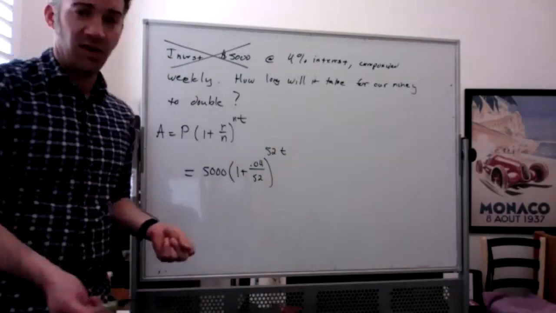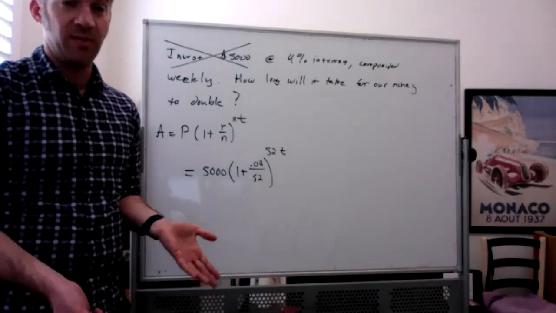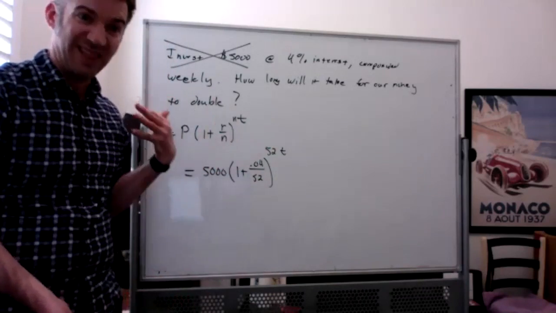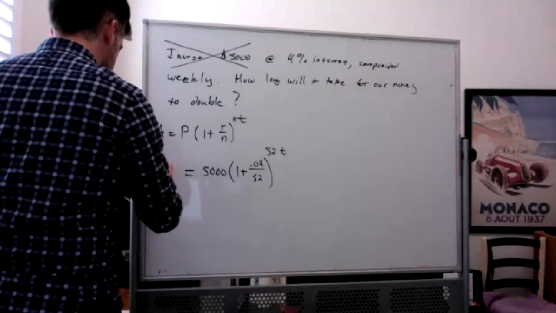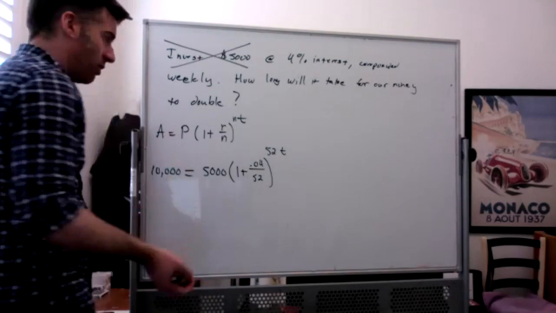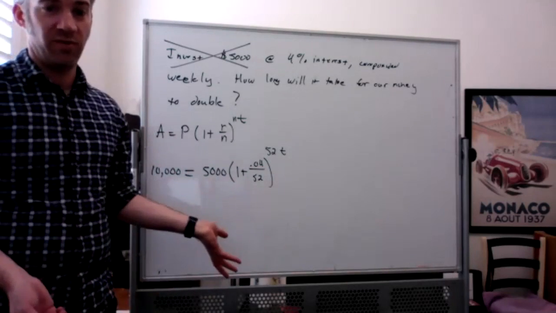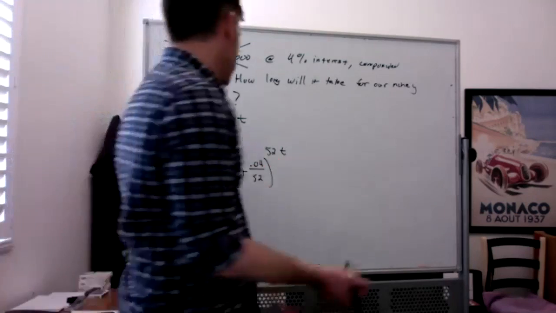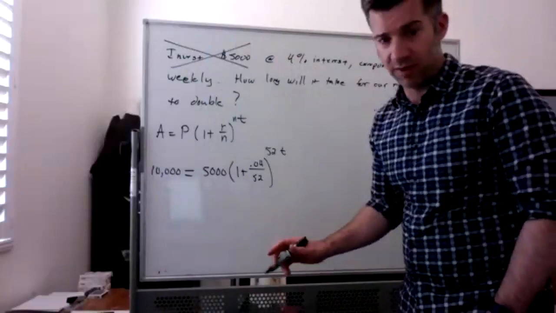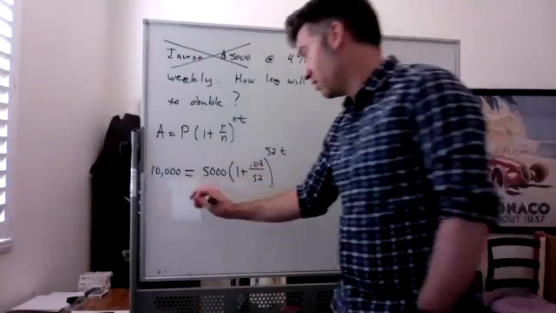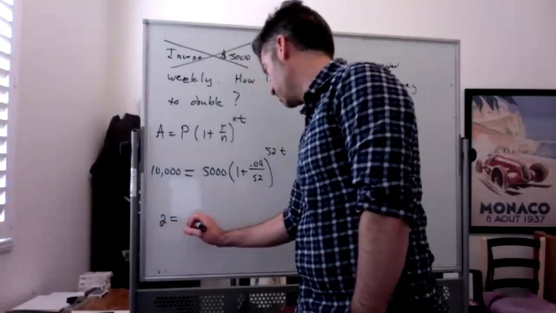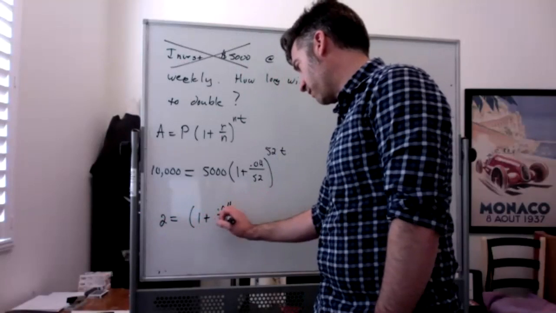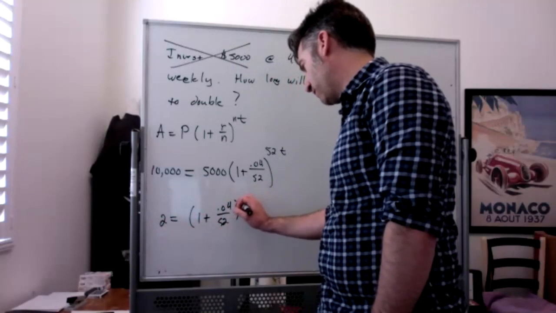Now we're asking how long it will take for the money to double. So if I'm starting with $5,000, I'm asking how long until there's $10,000. We filled in all the information in our formula except for the one thing we're trying to solve for. Let me do the first step to solve for this. I'm going to divide both sides by 5,000. So I'm going to get 2 equal to 1 plus 0.04 divided by 52, to the 52t.